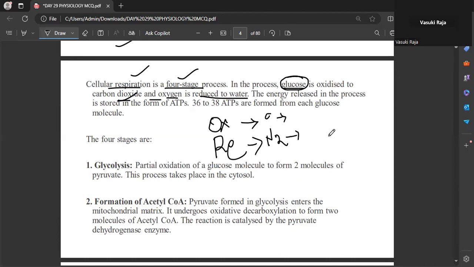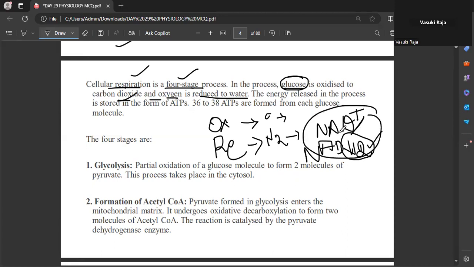See, if it is NAD+, it is in the oxidized state. And if it is NADH2, this will be in the reduced state. There will be an acceptance of hydrogen here, and here there will be the removal of hydrogen. So this will be the difference between oxidation and reduction.